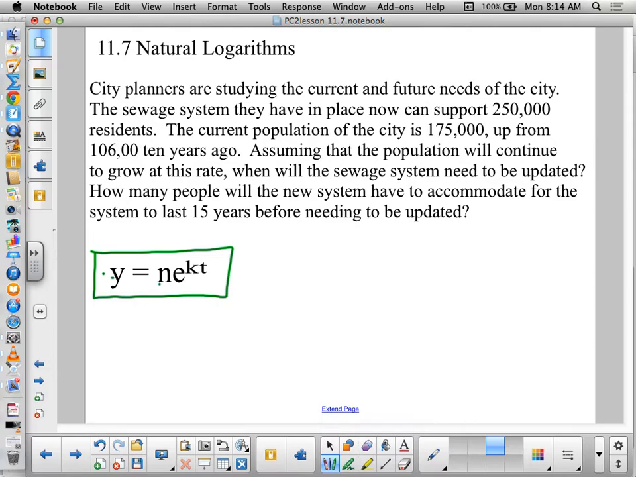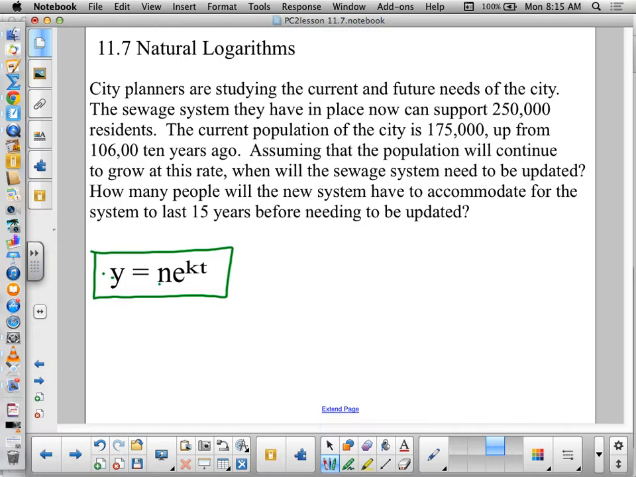Say, study future needs of the city. Sewage can support 250,000 residents. Current population is 175,000, up from 106,000 10 years ago. Assuming the population continues to grow at this rate, when will the sewage system need to be updated? How many people will the new system have to accommodate for the system to last 15 years before needing to be updated again? Want to study engineering, a little civil engineering? Exactly the kind of problem you'll be doing. Very common. A little overly simplified, but gets the idea.